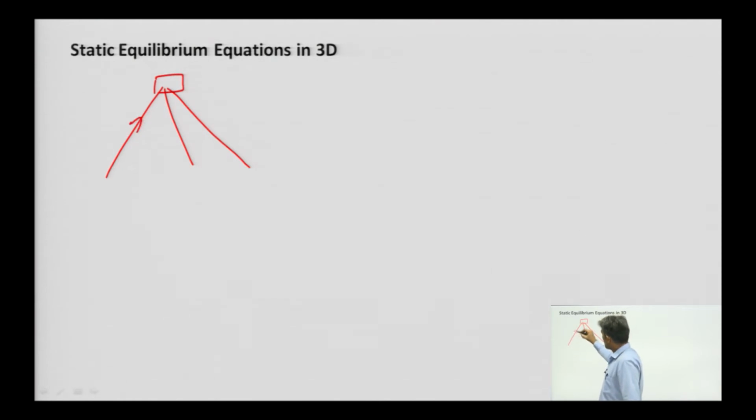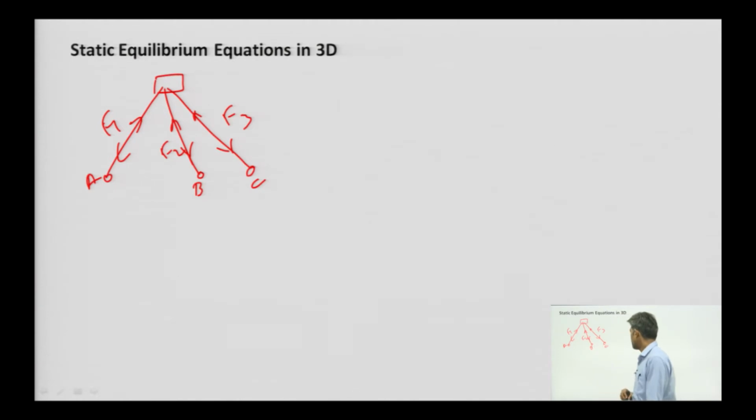Okay. And I told you that the tripod will transfer certain load to the ground. Okay. Say this is F1, say this is F2, say this is F3. Okay. So, how F1, F2, F3 can be written?